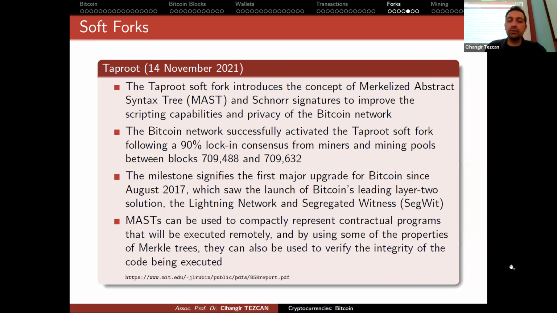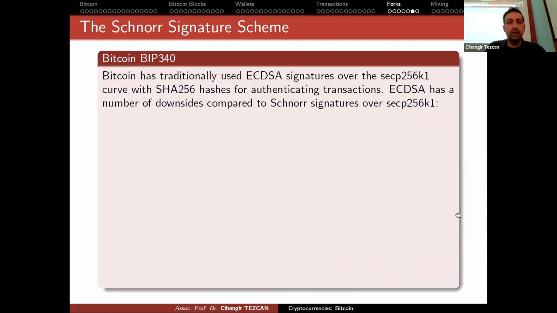Merkle trees can be used to compactly represent contractual programs that will be executed remotely. And by using some of the properties of Merkle trees, they can also be used to verify the integrity of the code being executed. There's a very nice paper here. This report actually explains what this Merkleized abstract syntax tree means and how it can be used. So if you're interested in further reading, I suggest you look at this report.